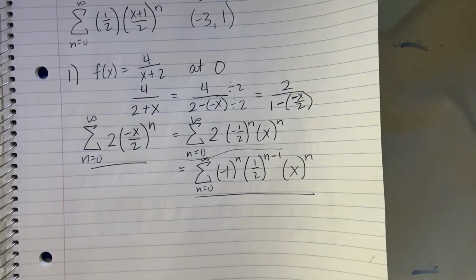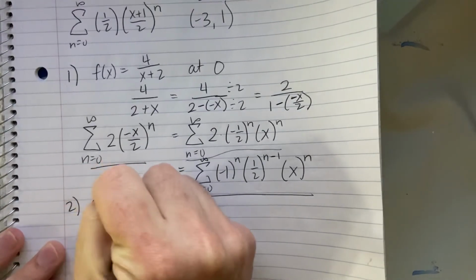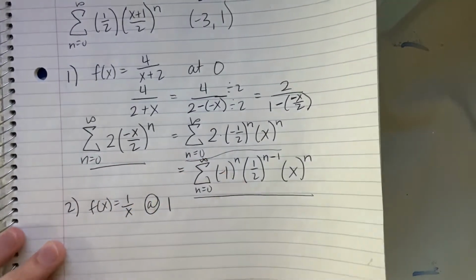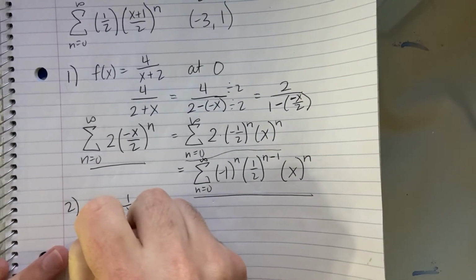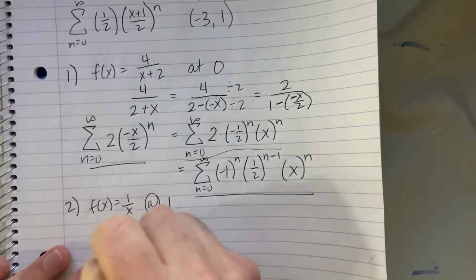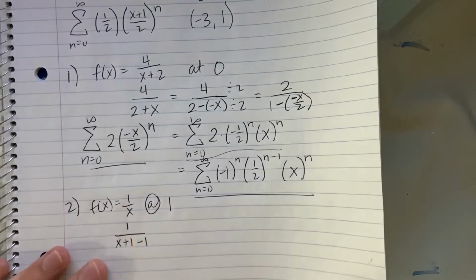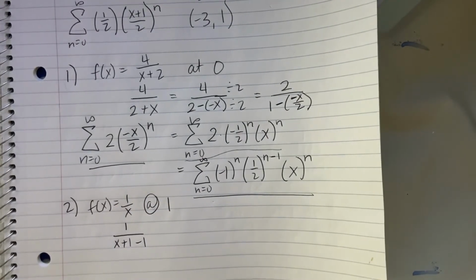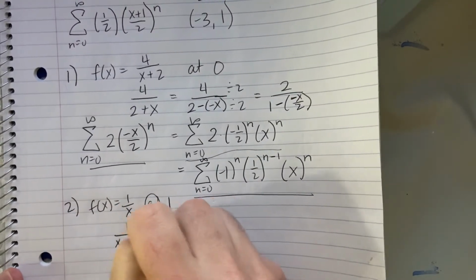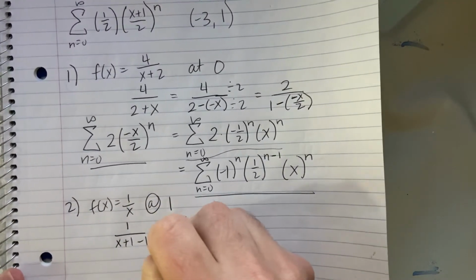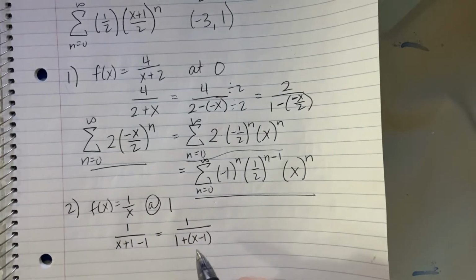Now on number 2, it says, find a power series for 1 over x centered at 1. Okay, so 1 over x centered at 1. There is no constant right now in the denominator, so what I'm going to have to do is plus 1 minus 1, and then I'm going to rearrange the terms. If I want it centered at 1, I know the x minus 1 needs to go together, which means I can call this 1 over 1 plus x minus 1. This is now centered at 1.